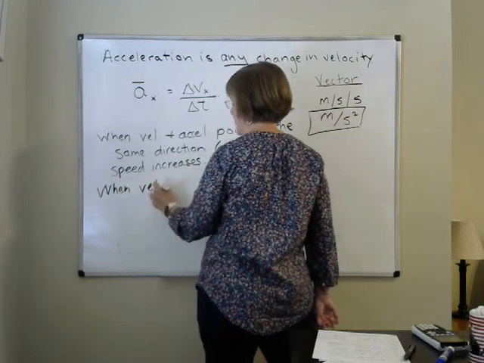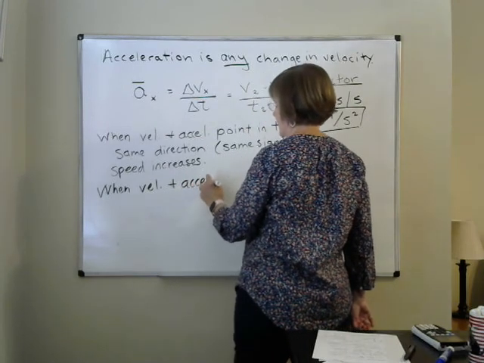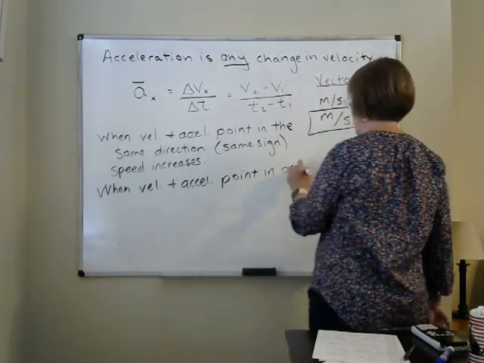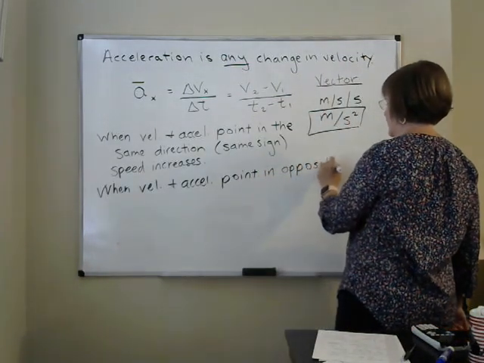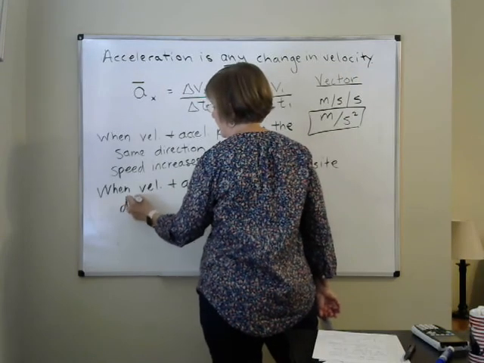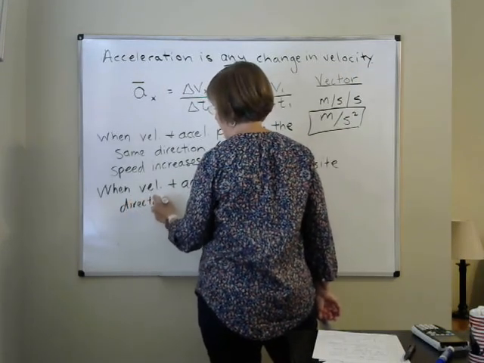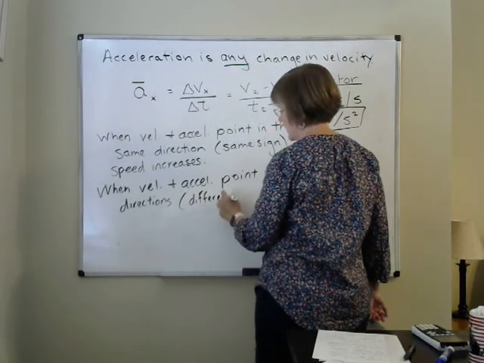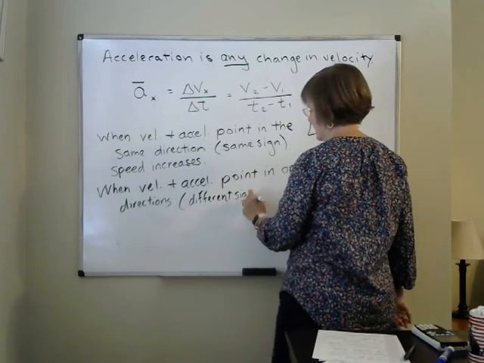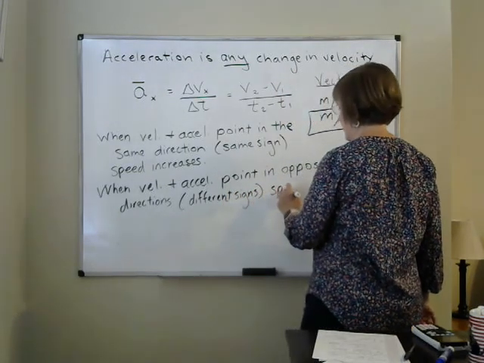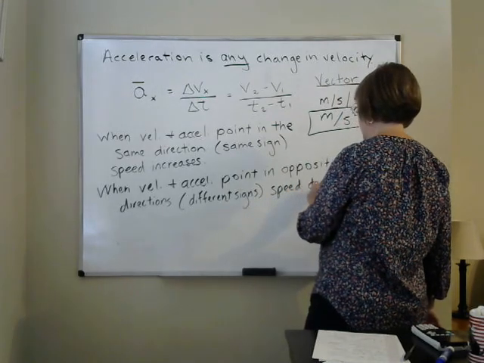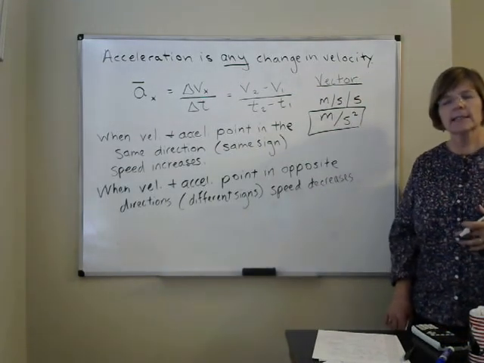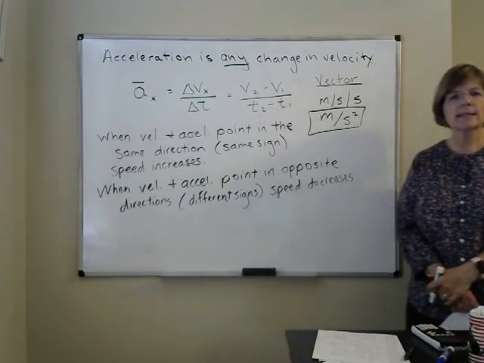When velocity and acceleration point in opposite directions, that means they have different signs or opposite signs. One is positive, one is negative. Speed decreases. If you're driving your car to the east, but your acceleration is to the west, you're going to slow down.